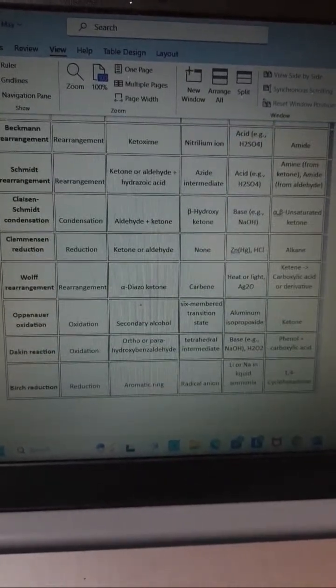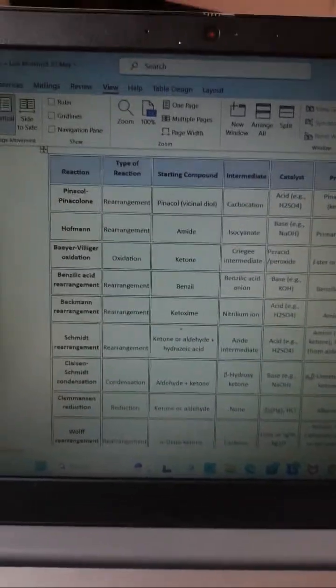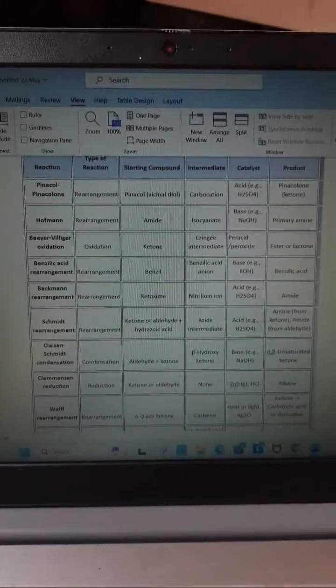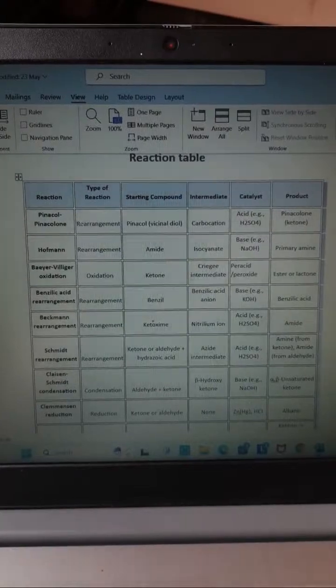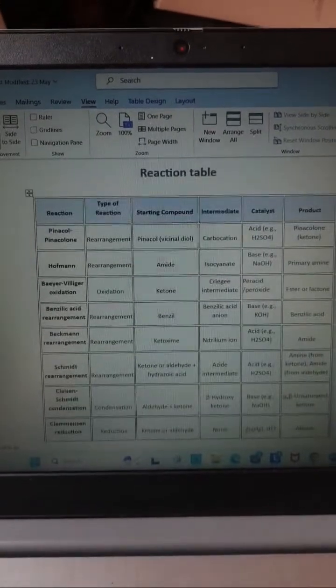So these are the useful reactions, and this is the summary table. Now this summary table is useful to remember all these reactions, and we can compare these reactions also. So this is the summary of reactions.